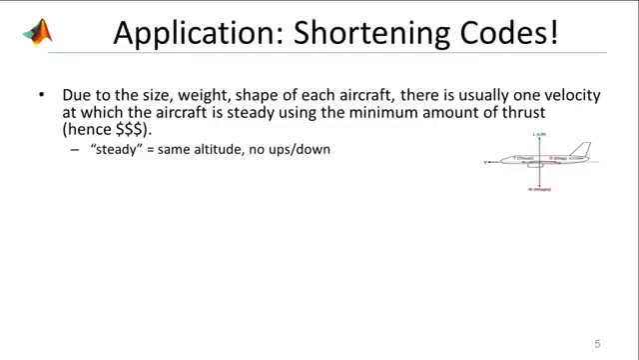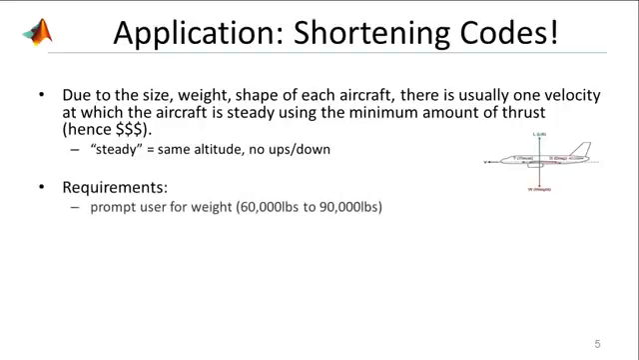So we're going to apply all this again to an existing code. An aircraft has a size, a weight, and a shape. And for every aircraft there's usually one velocity and one only, at which the aircraft is steady, using a minimum amount of thrust. Steady means no ups and downs, and minimum amount of thrust implies less fuel. So less fuel means less money. So there is a huge advantage to calculating this, and I've started creating a project to optimize the design of my aircraft.